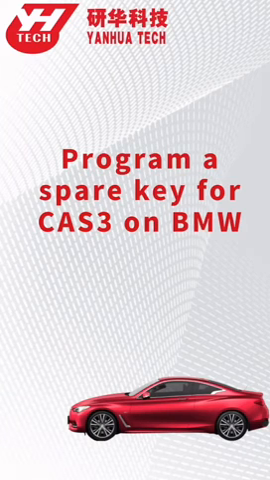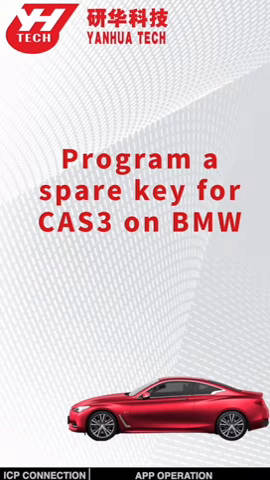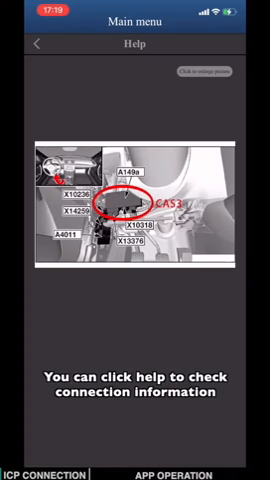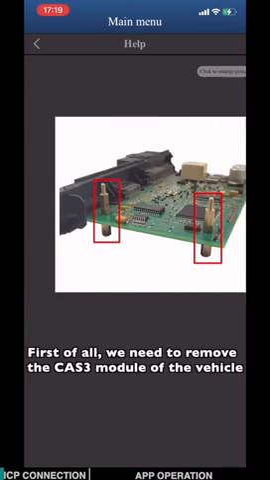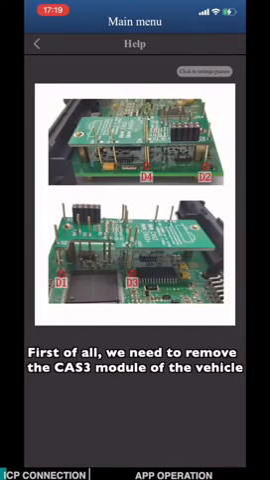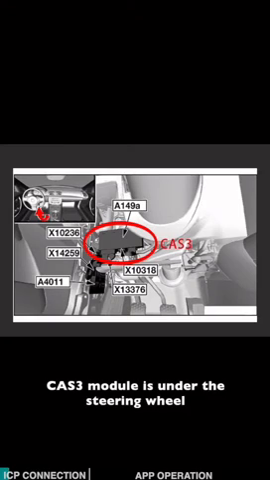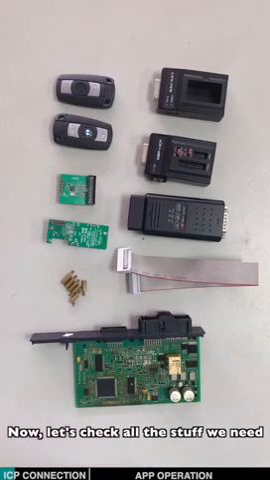This video is going to show you how to program a spare key for CAS3 on BMW. You can click Help to check connection information. First, we need to remove the CAS3 module from the vehicle. The CAS3 module is under the steering wheel. Now, let's check all the stuff we need.